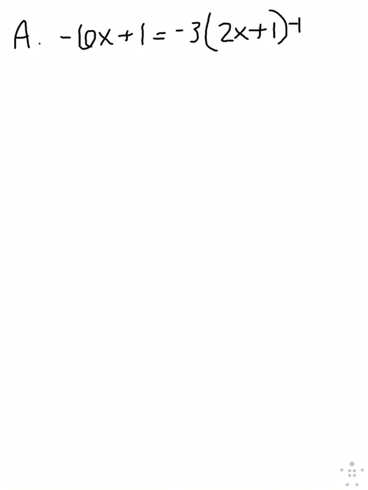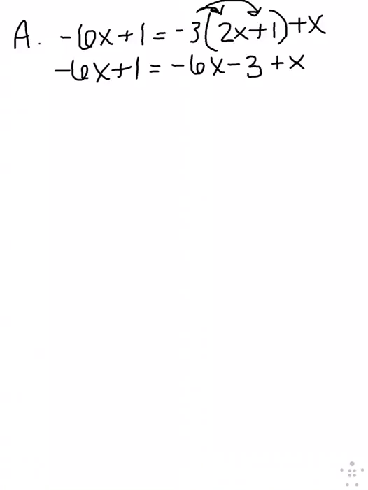Number 5, which of the following equations has no solution? Since we are looking for which equation, we have to solve all of them. So, letter A, negative 6x plus 1 equals negative 3(2x plus 1) plus x. Our first step is to distribute. Negative 3 times 2 is negative 6. Negative 3 times 1 is negative 3 plus x.